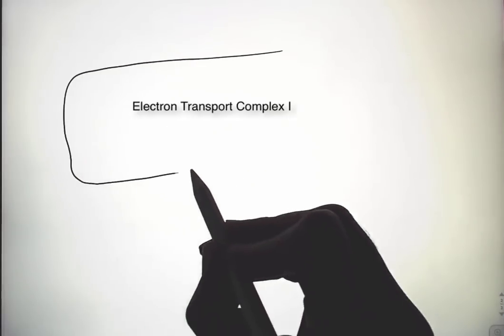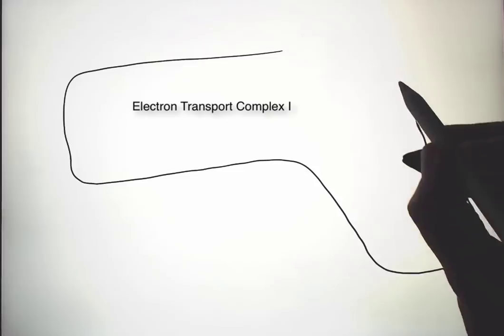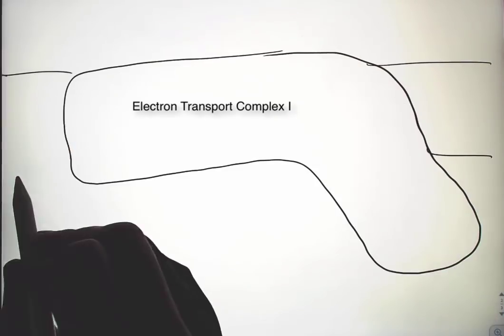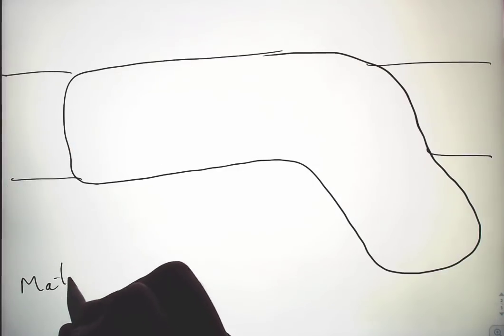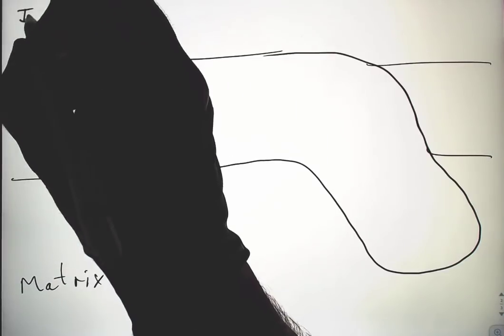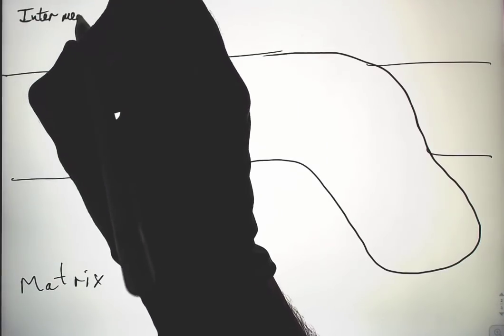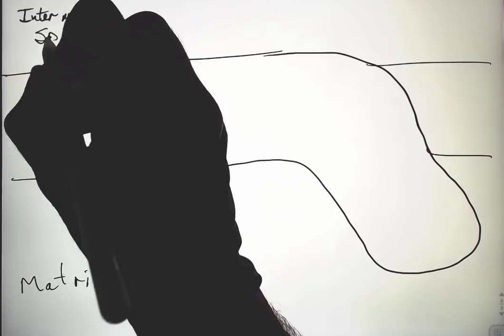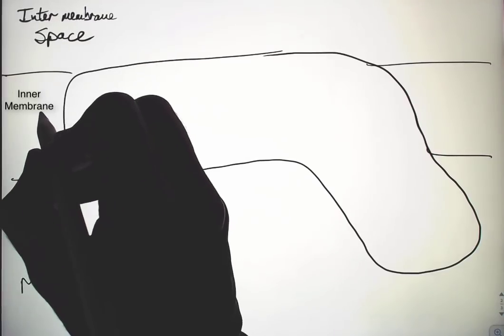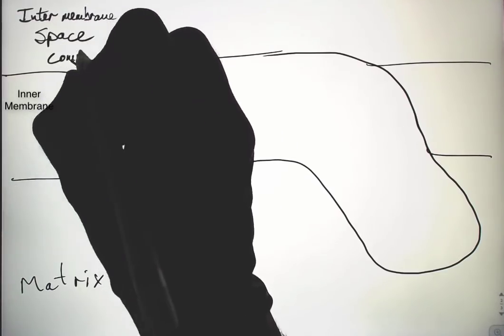This is Electron Transport Complex 1, this thing that looks a bit like a hockey stick, and the membrane is on either side. Inside is the matrix, outside is the intermembrane space between the outer membrane of mitochondria and the inner membrane of mitochondria.